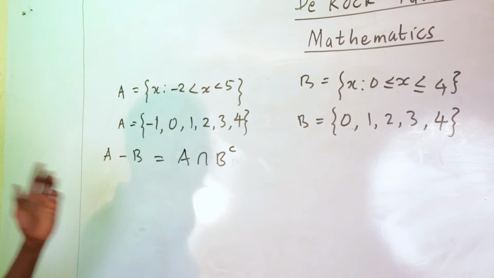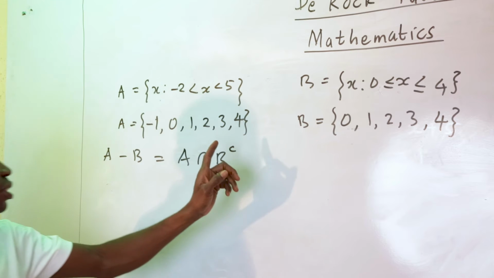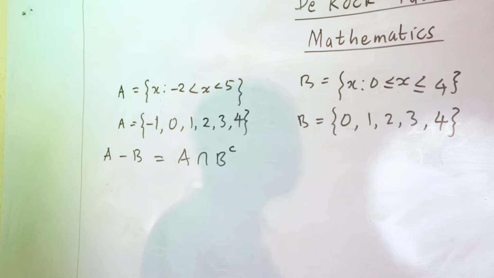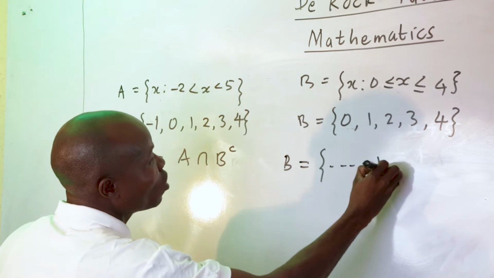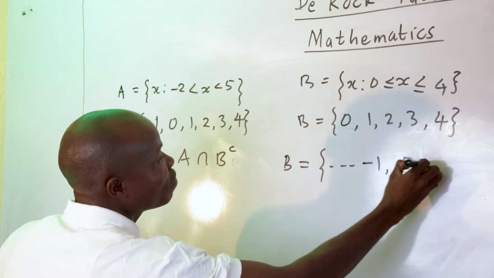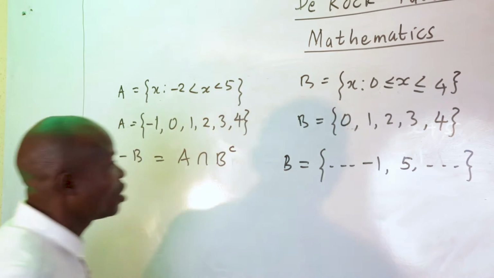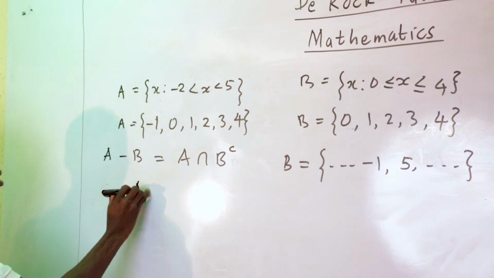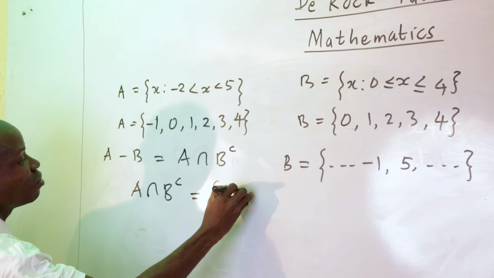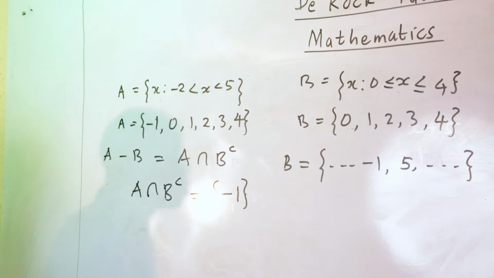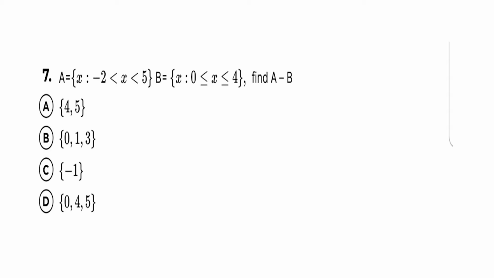But looking at this set, we are not given the universal set. But we have to understand that the universal set here is the set of integers. Therefore, we can find the complement of B, and the complement of B here will give us the ellipsis, -1, and it continues like that. So the intersection of A and B complement now gives us the singleton set -1, and the correct option in question number 7 is option C.